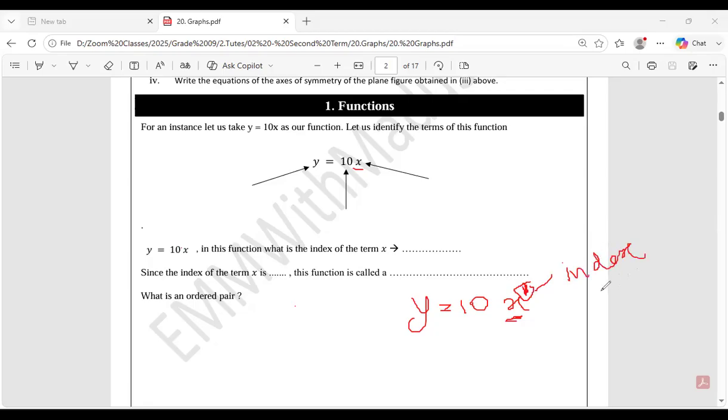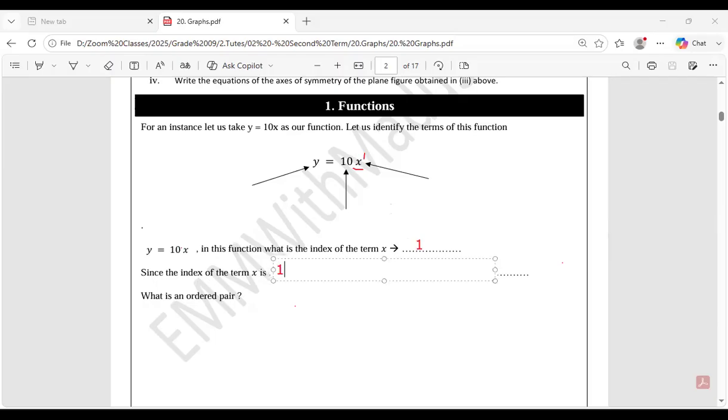So you need to identify that. And this power 1 is called the index. It would be better if you can mark the power of x is 1. Y equals 10x. In this function, what is the index of the term x? That means the power. Index is 1. Write down 1 here. Since the index of the term is 1, this function is called a linear function.